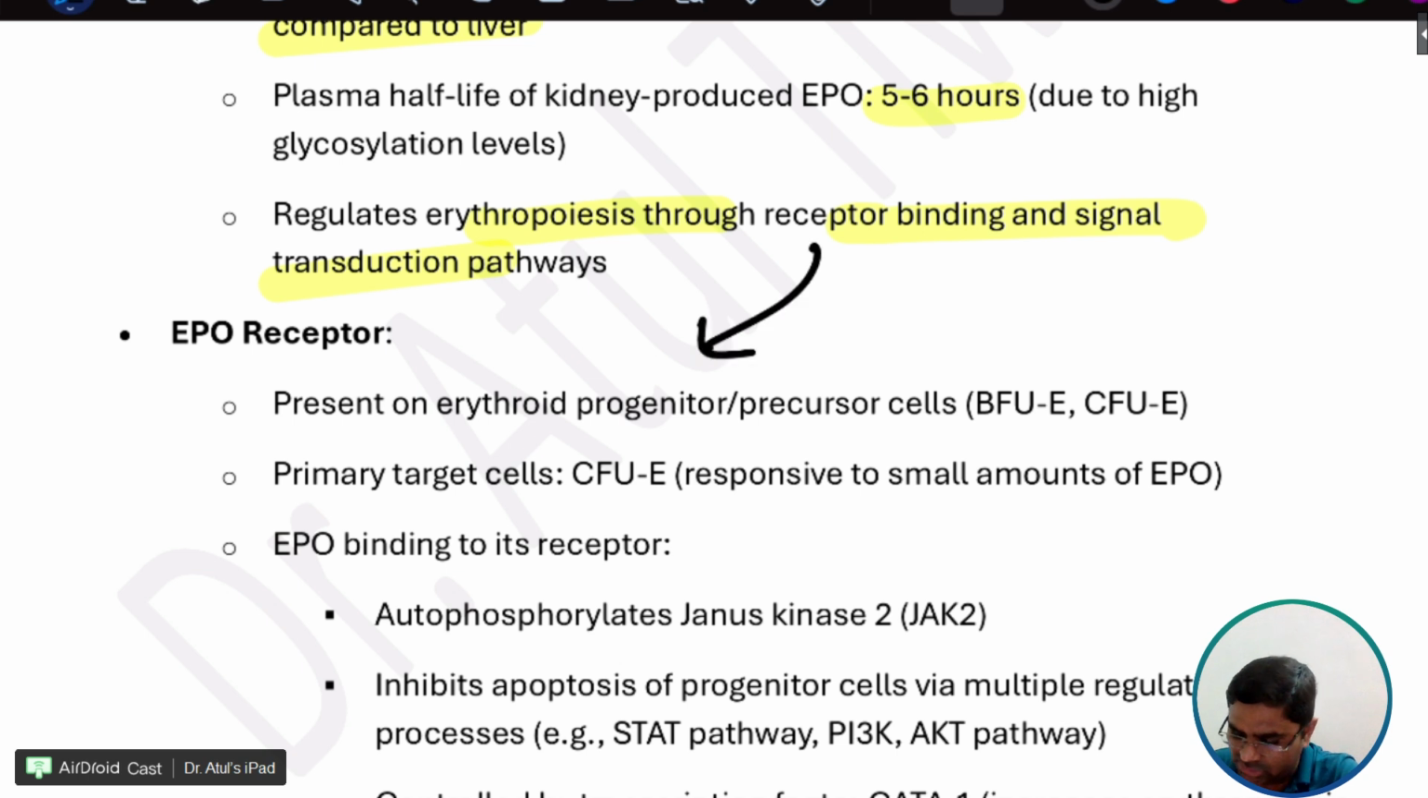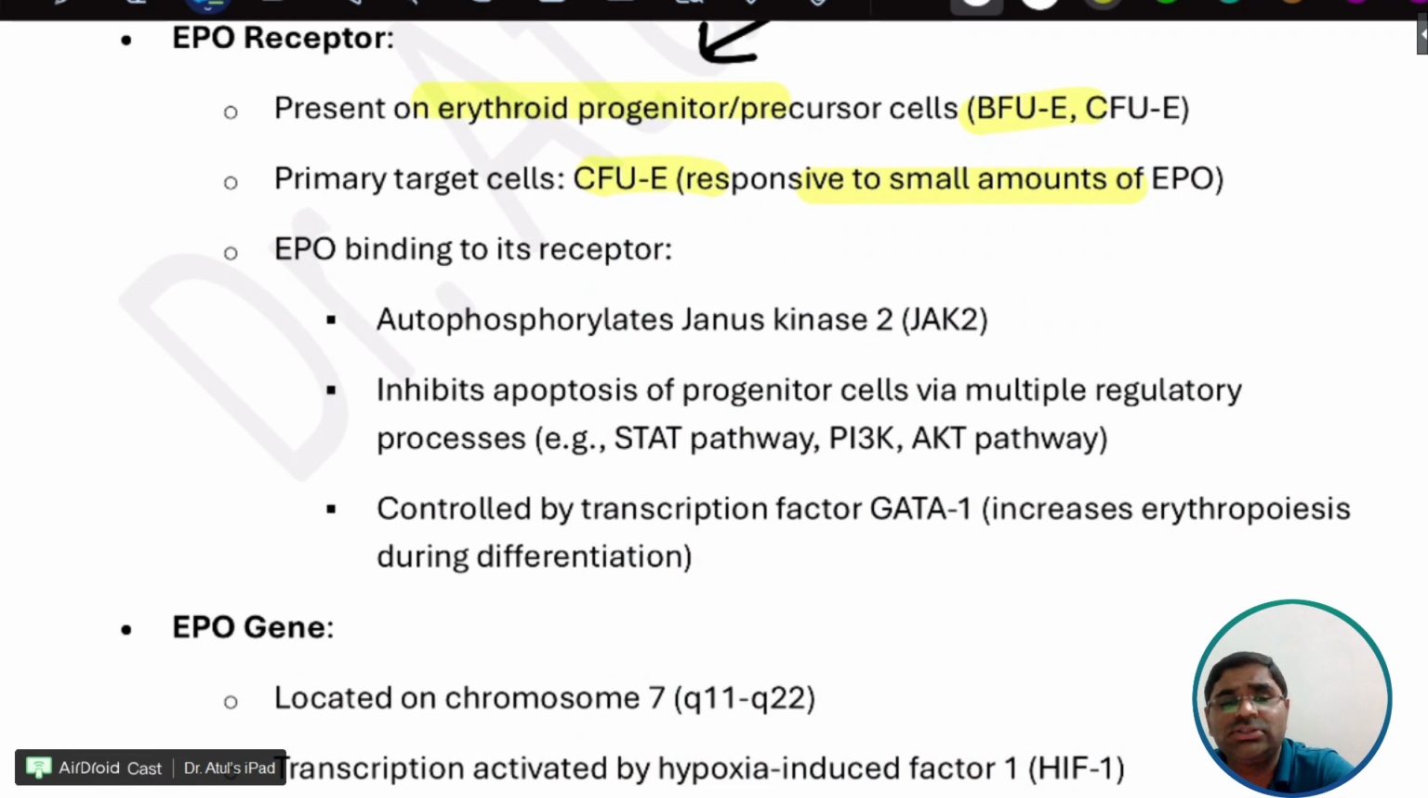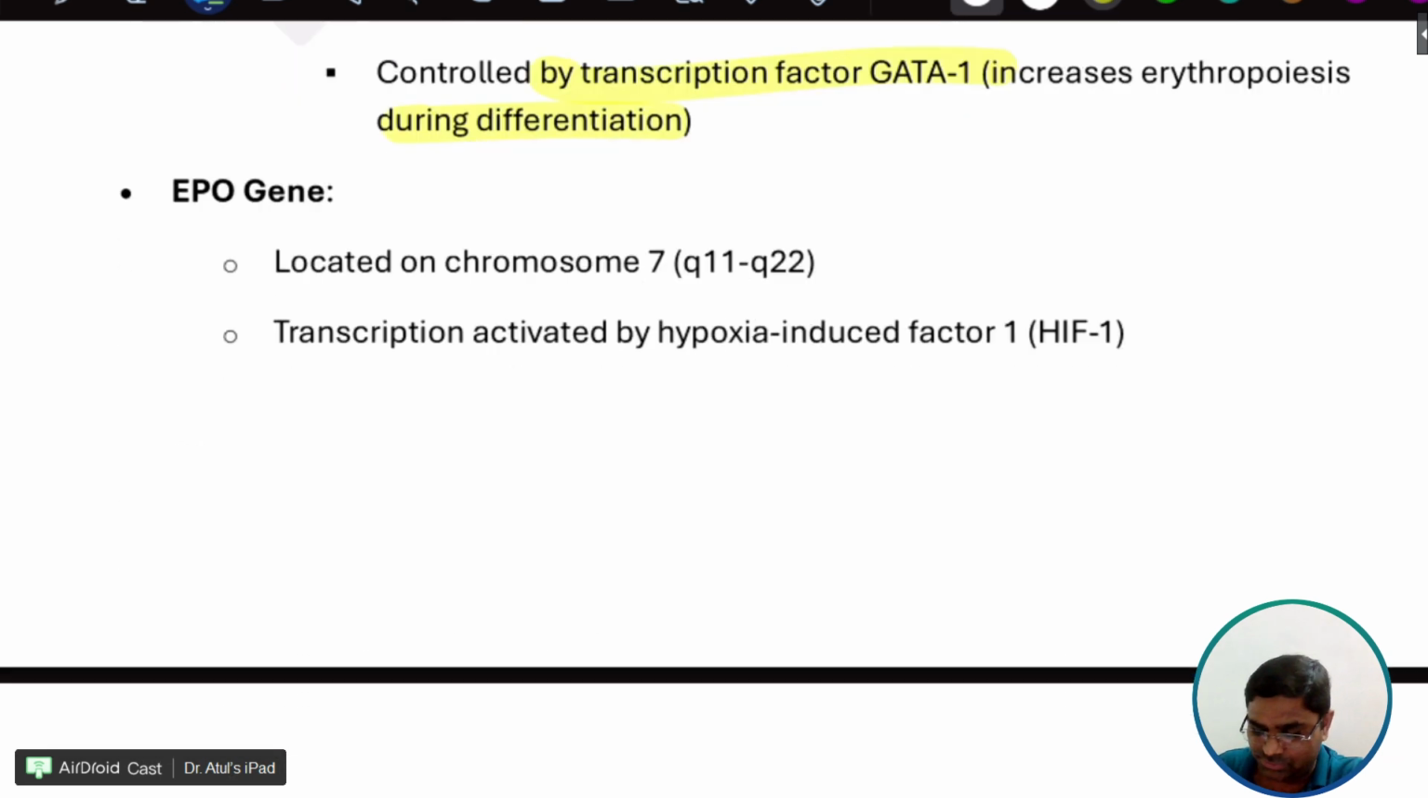Now, what is this receptor? This receptor is called the EPO receptor. It is present on erythroid progenitor or precursor cells such as BFU-E or CFU-E. The primary target cell is CFU-E as it is responsive to small amounts of EPO. When EPO binds to its receptor, it autophosphorylates JAK2, which ultimately inhibits the apoptosis of progenitor cells via multiple regulatory pathways such as the STAT pathway, PI3K pathway, or AKT pathway. It is controlled by transcription factor GATA1, which increases erythropoiesis during differentiation.